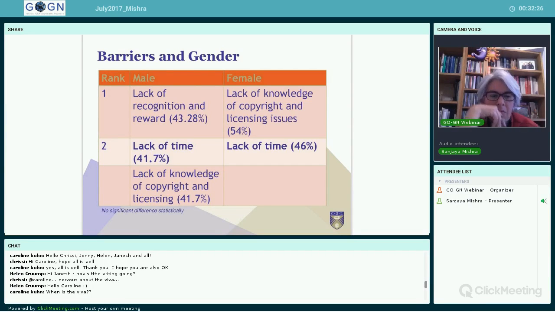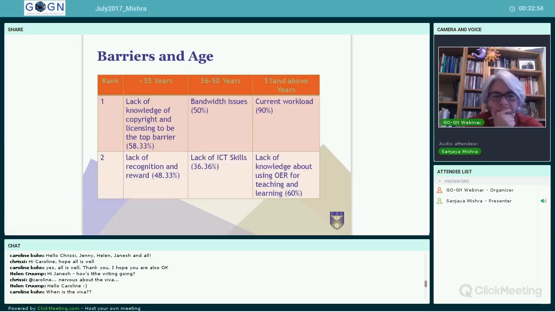Whereas male teachers thought about lack of recognition as the top item, and female teachers thought about copyright and licensing. Of course, copyright and licensing came third for male teachers. Statistically, there is no significant difference on any of the demographic variables, and therefore I'm just highlighting key differences here.